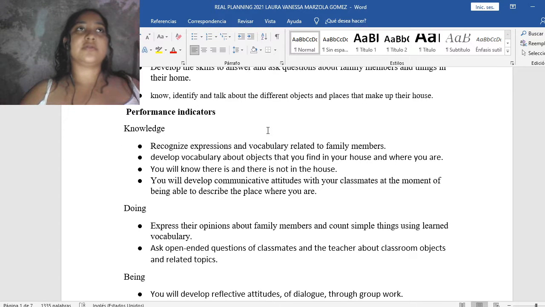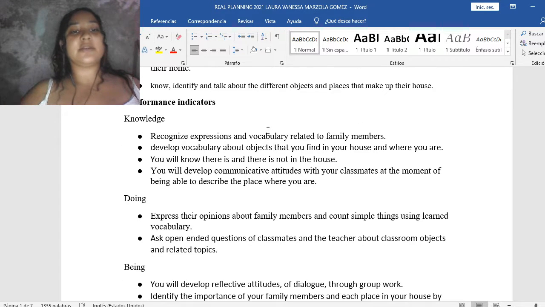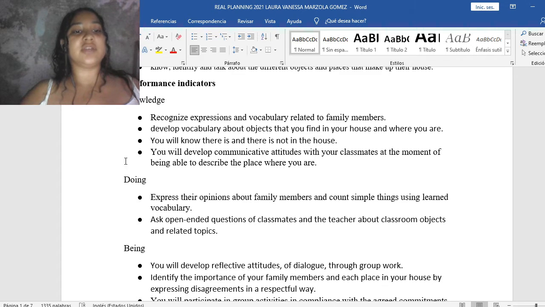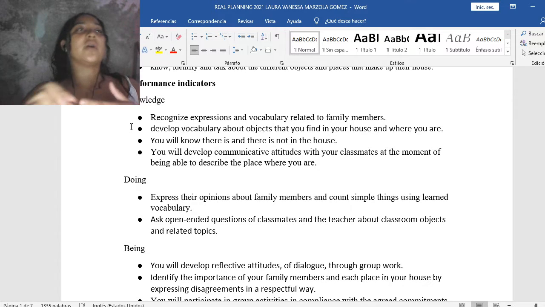Performance indicators. The performance indicators have knowing, doing, and being. For knowing, recognize expressions and vocabulary related to family members. Develop vocabulary about the objects you find in your house or where you are, for example, in a park, on a beach, in a mall. You will know there is and there is not in the house.